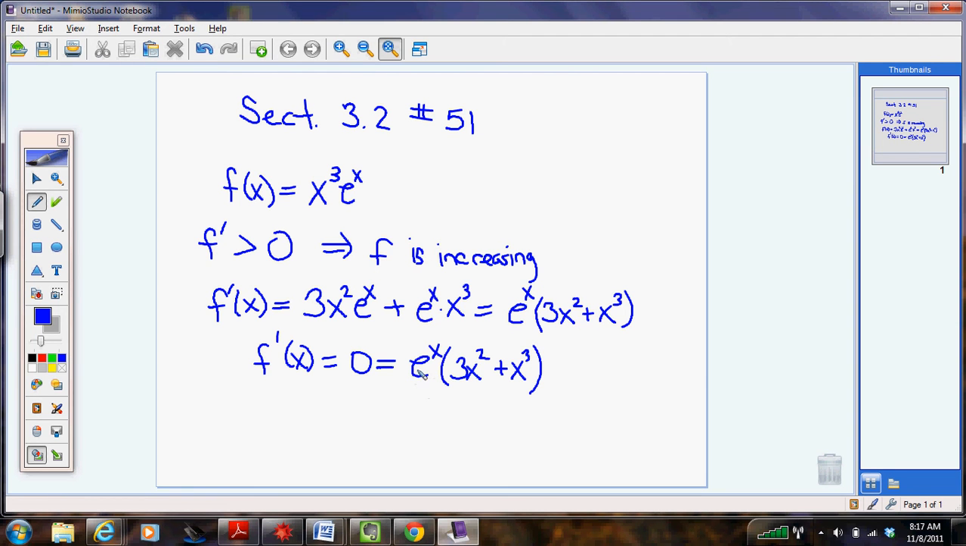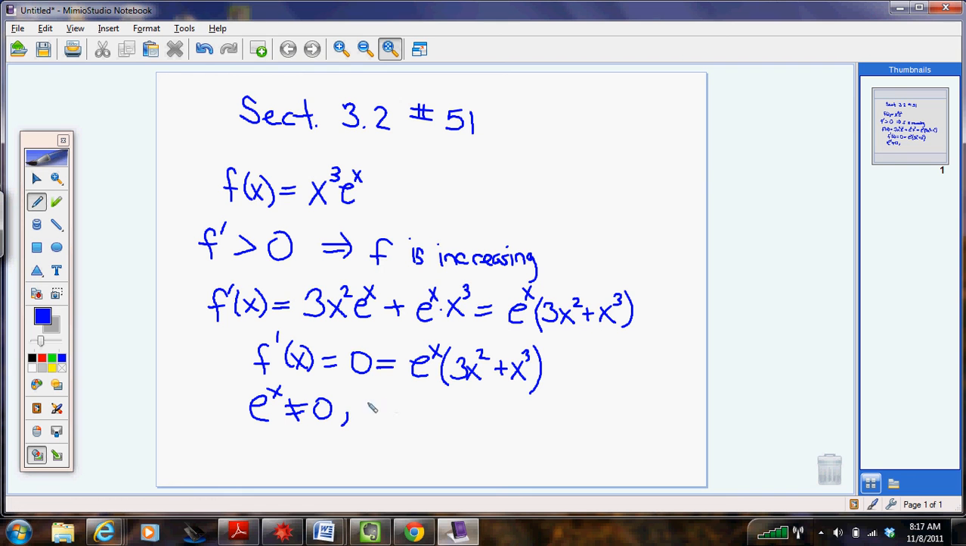And with that in mind, the first factor here, e to the x, we should know something about e to the x. E to the x does not equal 0. So there are no solutions to the equation e to the x equals 0. So I'm actually just going to write it like this. E to the x does not equal 0.